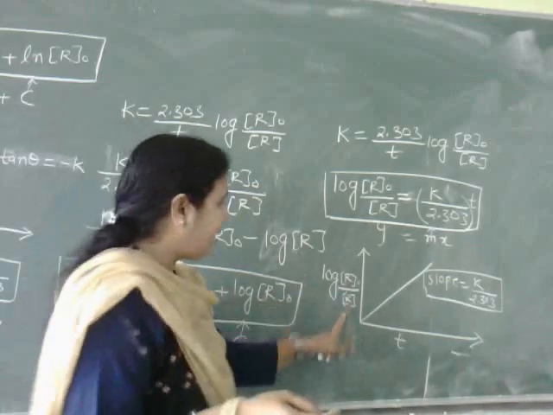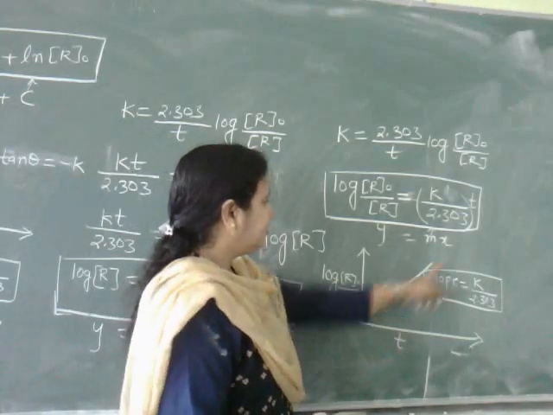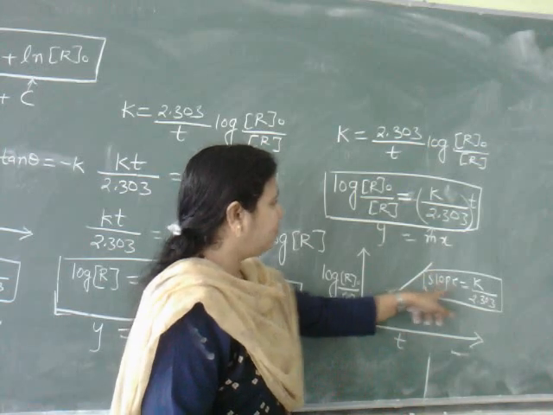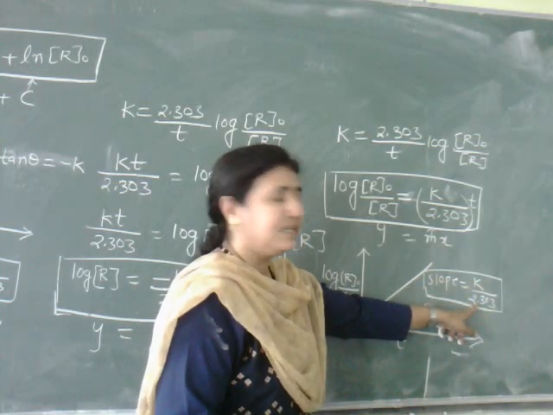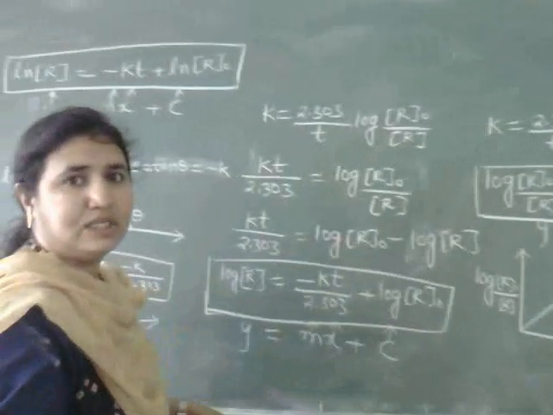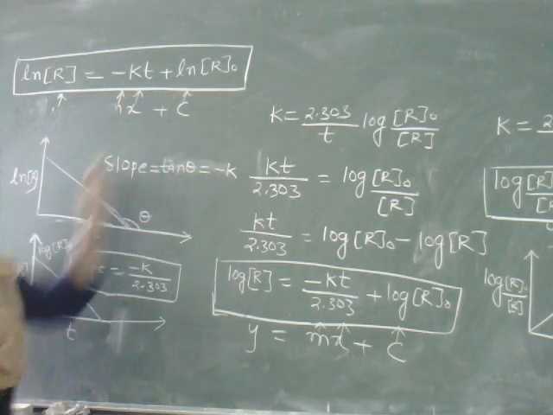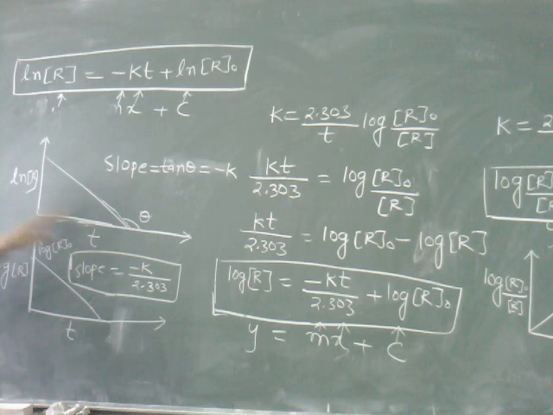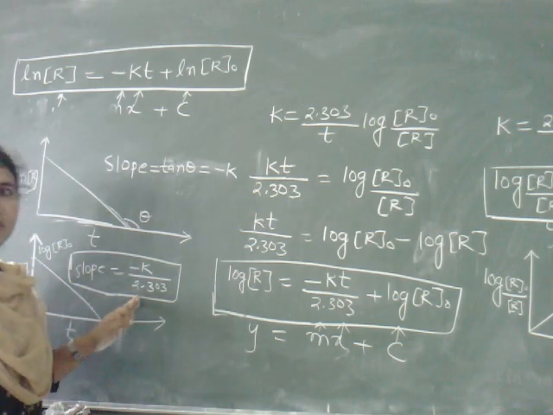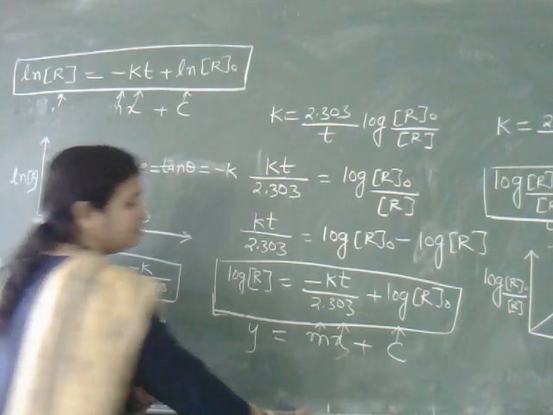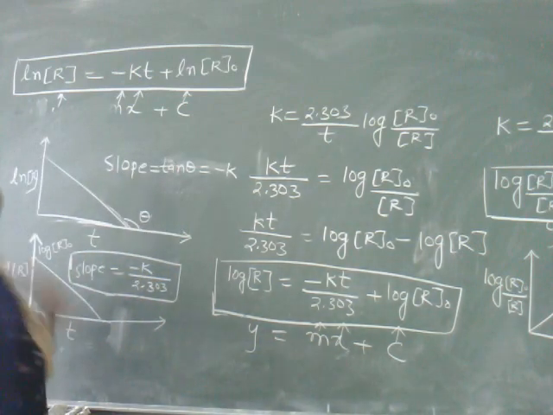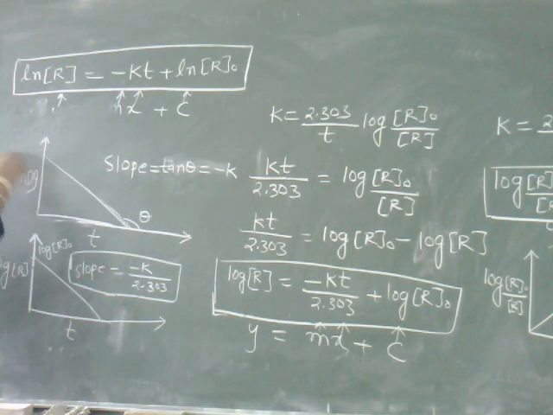So log r naught by r versus t. We will get a straight line here. It is in increasing order. Slope will be k upon 2.303 here. And for this graph we have ln r is equal to minus kt plus ln r naught. And for log r by t, we have a negative slope again. Intercept is log r naught, slope is equal to minus k upon 2.303. So totally how many graphs do we have for first order reaction?